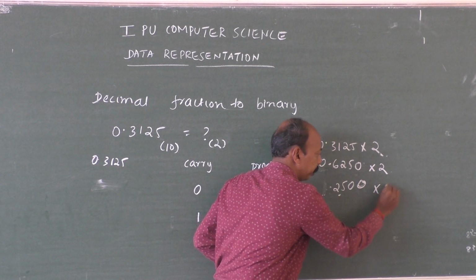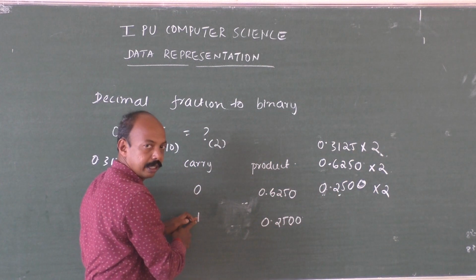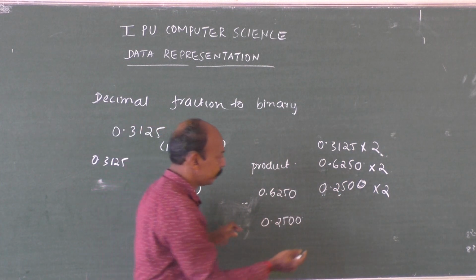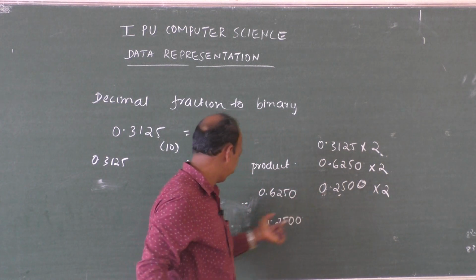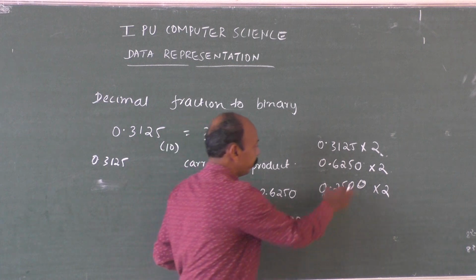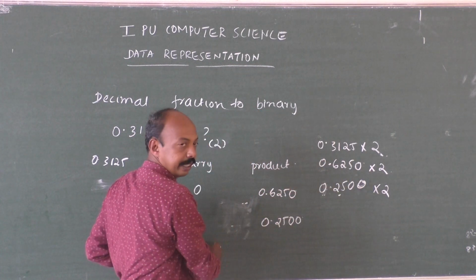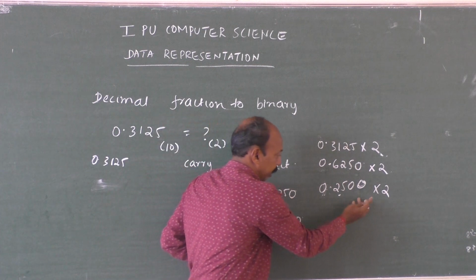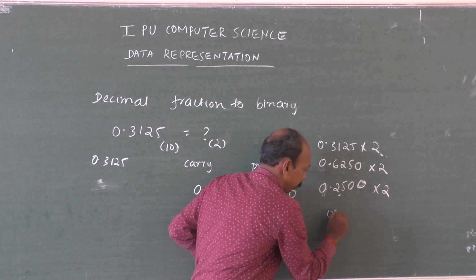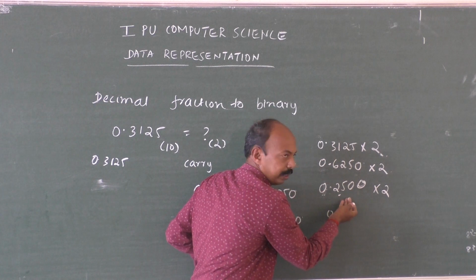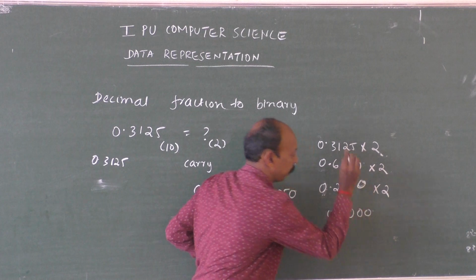0.2500 into 2. Once again, already we have taken that 1 here. So while multiplying with respect to 2 for the next step, don't take that 1. Already we have written that 1 here. Only for the fractional part we have to multiply. This is just a way of writing it. Okay, multiply this. How much it will be? It will be 0.25 twice. That will be 0.5000.